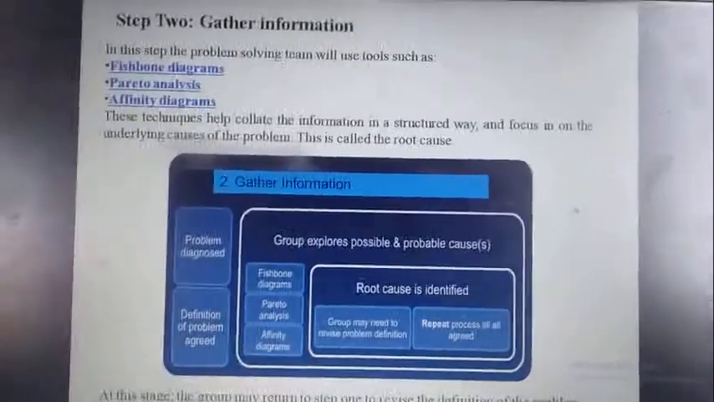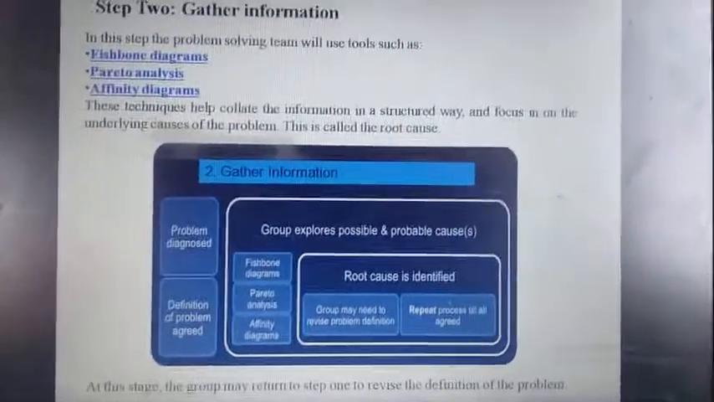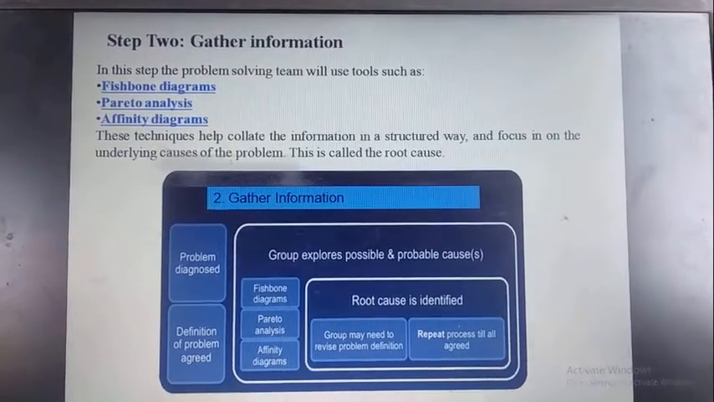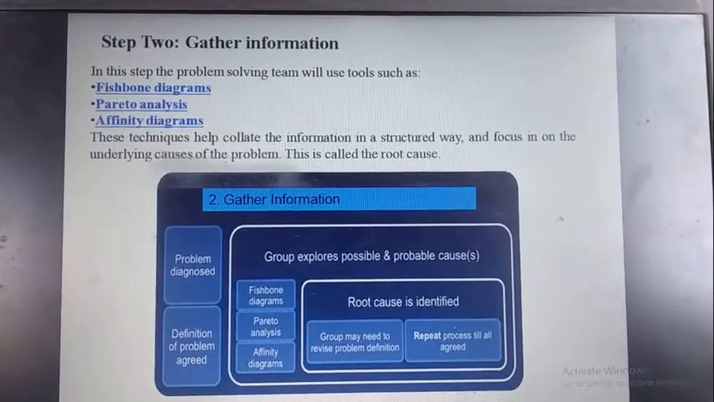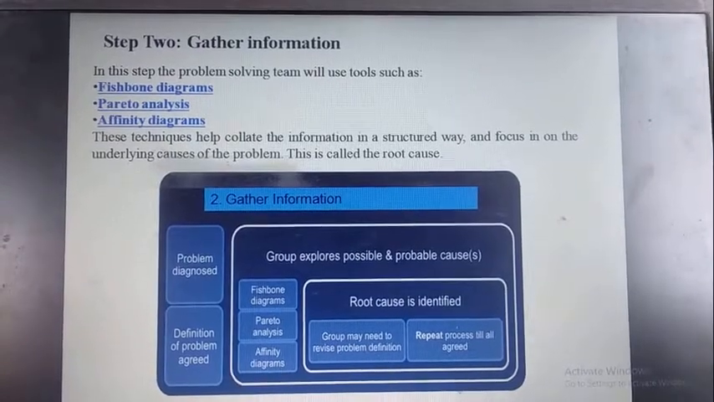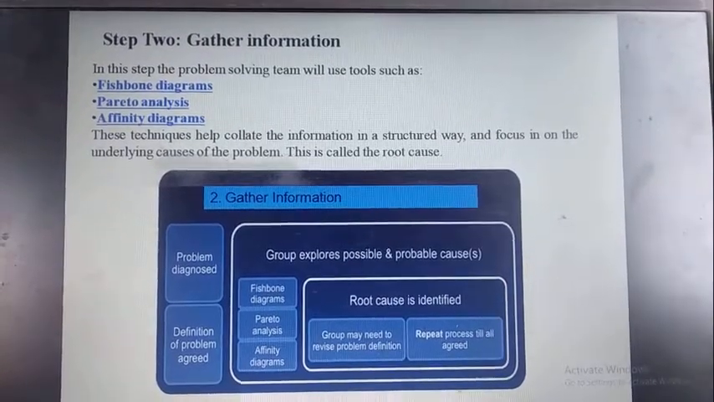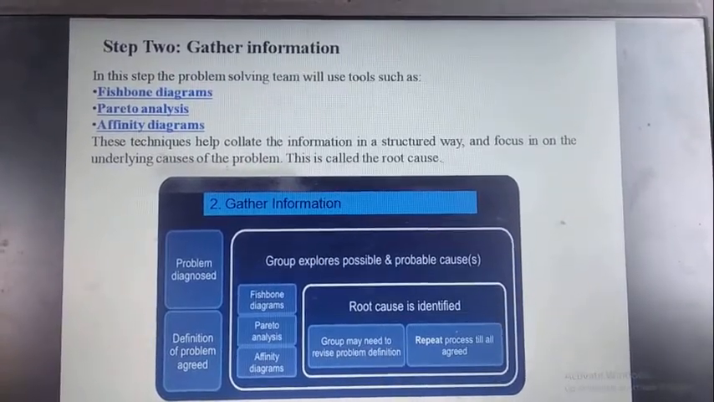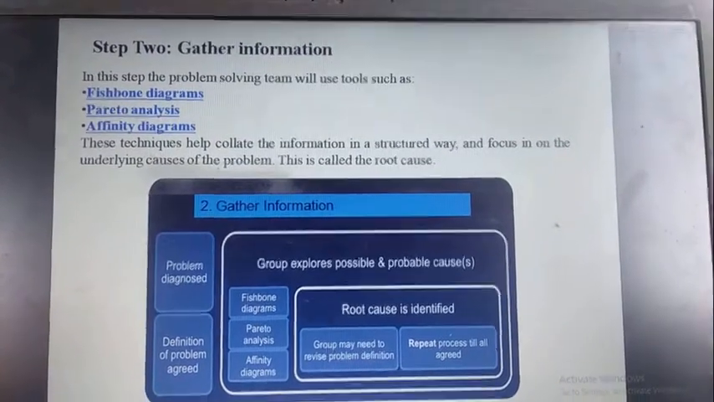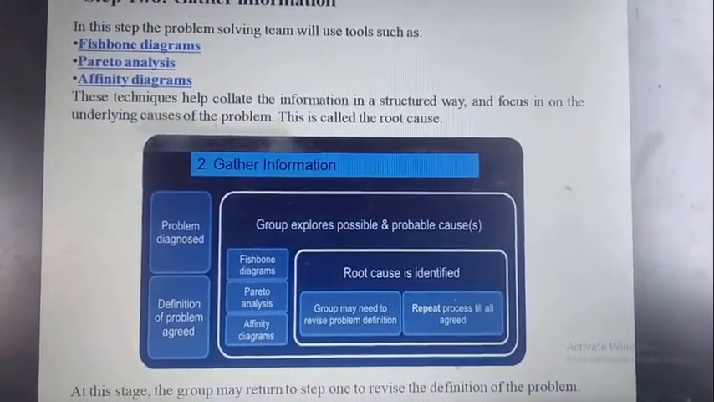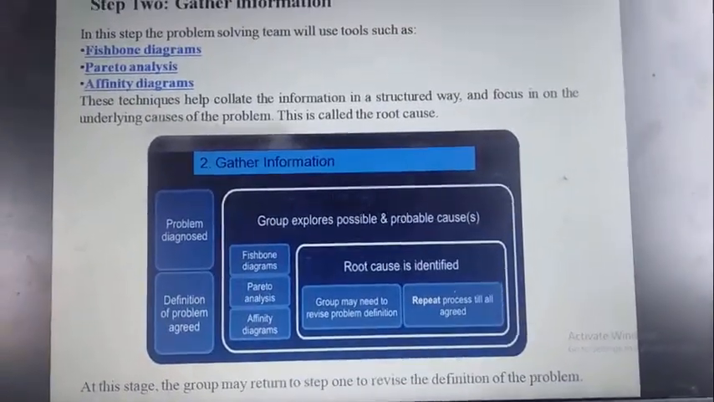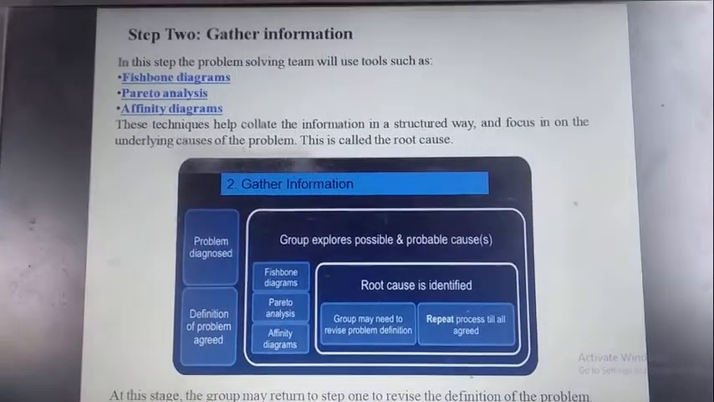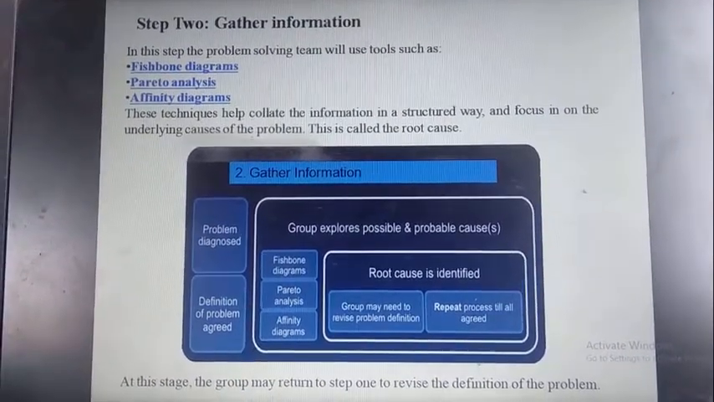Then the next step is gather information. Once the problem is found, we have to collect the information related to it. These are some tools which are used in problem solving: fishbone diagrams, Pareto analysis, affinity diagrams. These are used to solve the problem by gathering the various ways to solve it. Here we have seen one structure. The root cause is identified. The group may need to revise the problem definition, and must repeat the process till all agree.